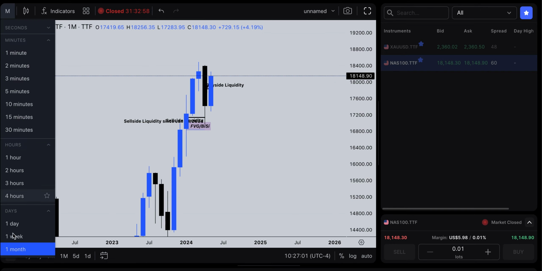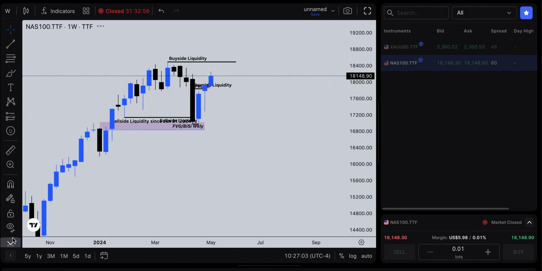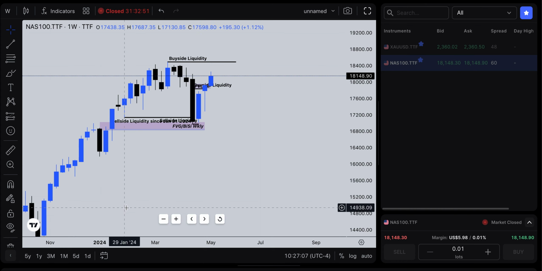Next we're going to drop down to the weekly time frame. On a weekly time frame, we're going to look for the most recent expansion range with a swing high and a swing low. Within that expansion range, look for PD arrays such as order blocks or fair value gaps. Only take buy setups near the most recent swing low and sell setups near the most recent swing high PD array.